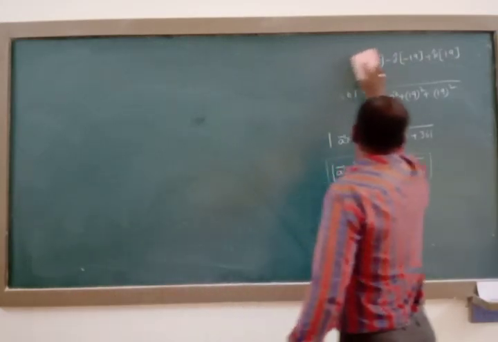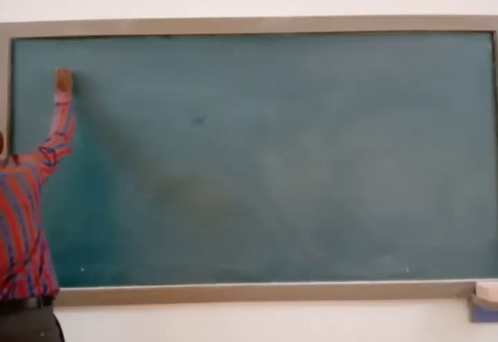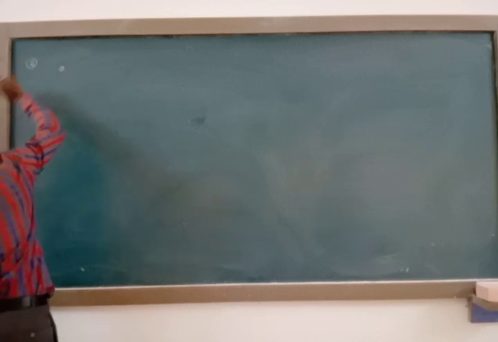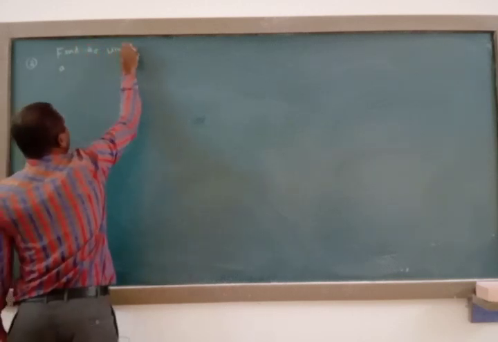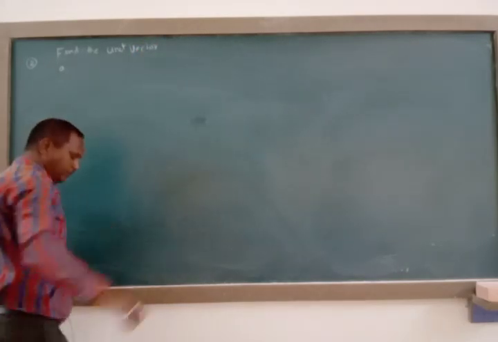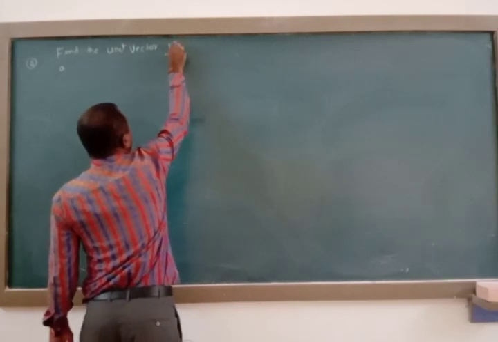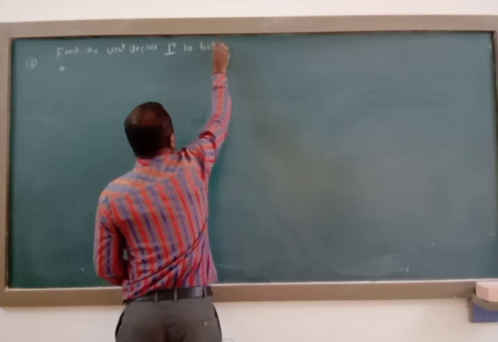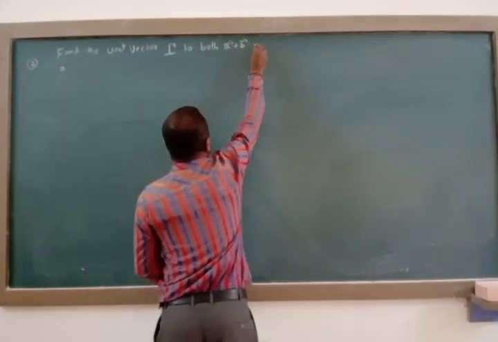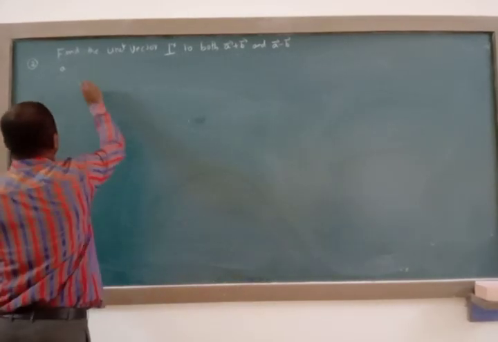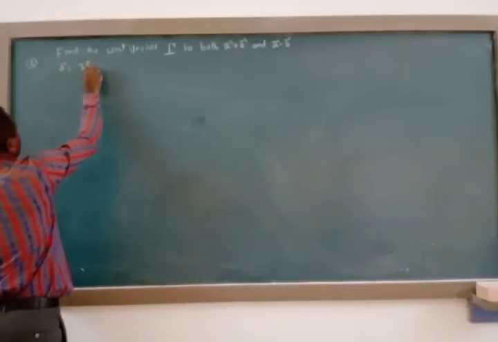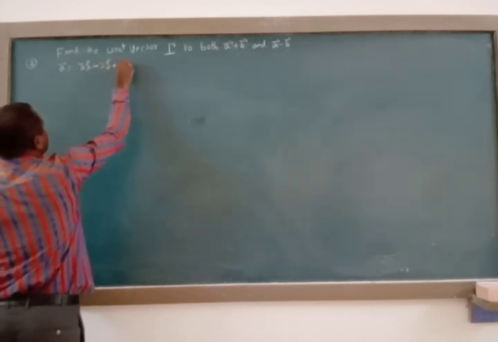Find the unit vector perpendicular to both the vectors a bar plus b bar and a bar minus b bar, where a bar is equal to 3i cap minus 2j cap plus 2k cap.